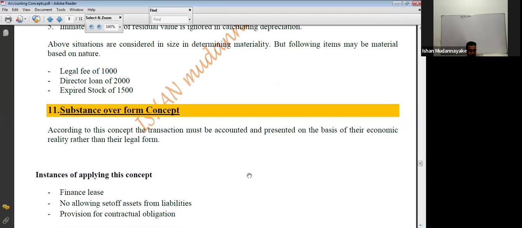That is the materiality concept: for smaller value items, we charge them to the profit and loss. Immaterial, like a size immaterial.